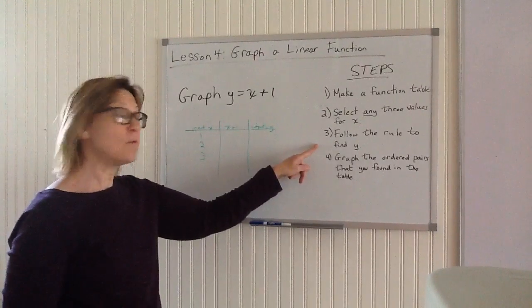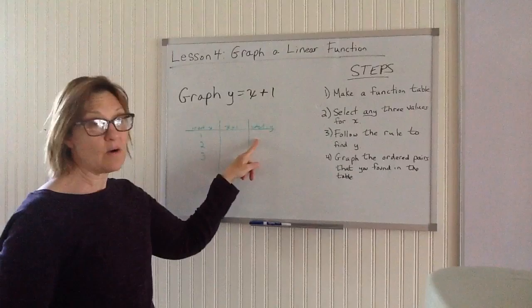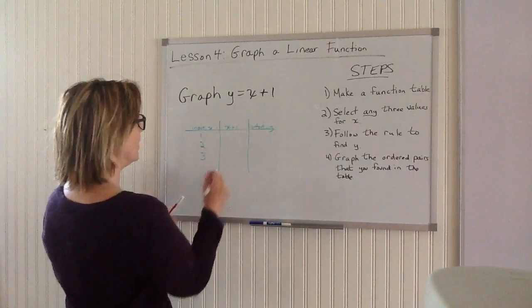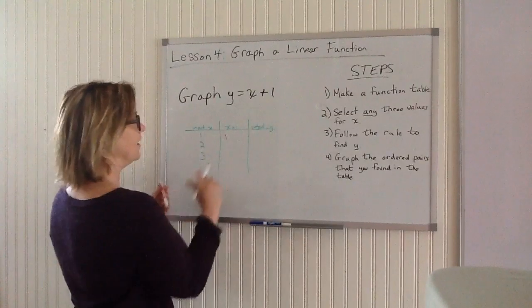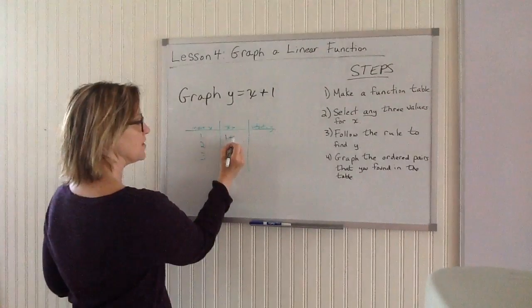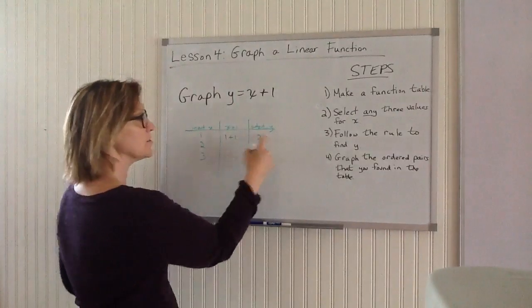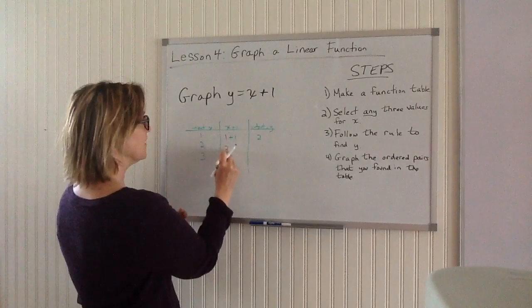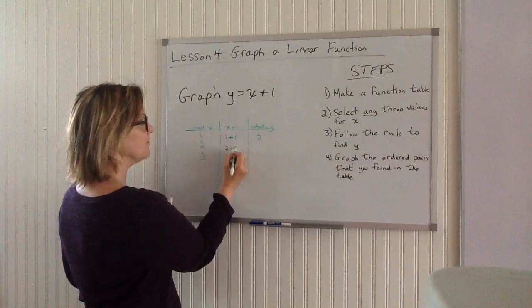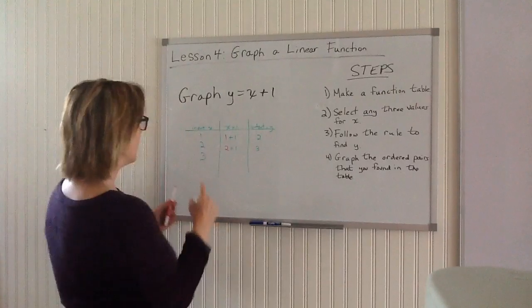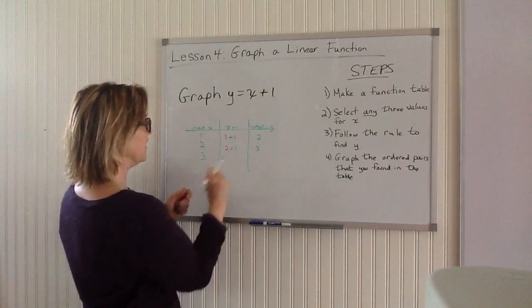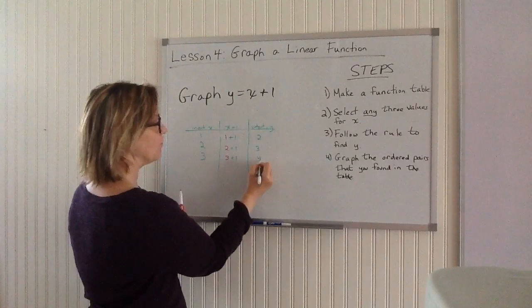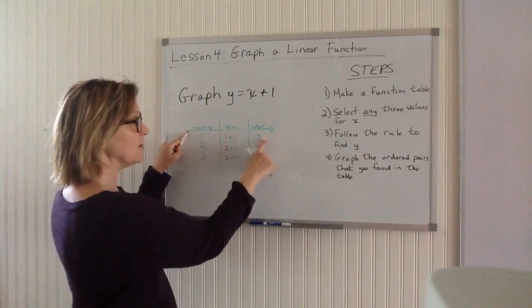Now we're going to follow the rule given here to figure out what our output's going to be. So if x is 1, and I'm going to follow the rule, x plus 1, 1 plus 1 is 2. So my y value is 2. If x is 2, I add 2 plus 1, and my output is 3. And if my x is 3, I add 1, and my y, or my output, is 4. So I have an x value and a y value.